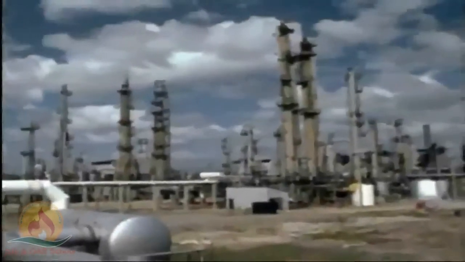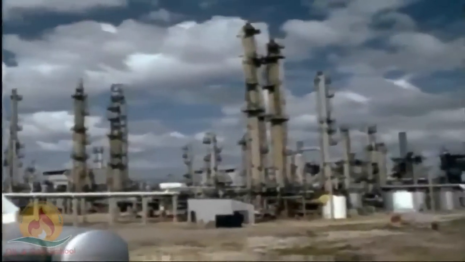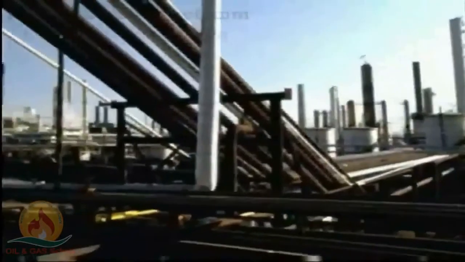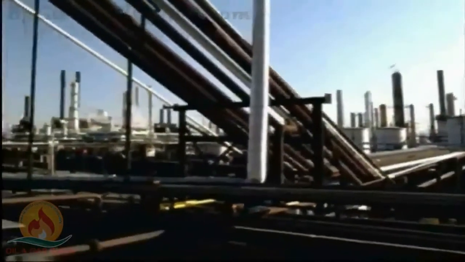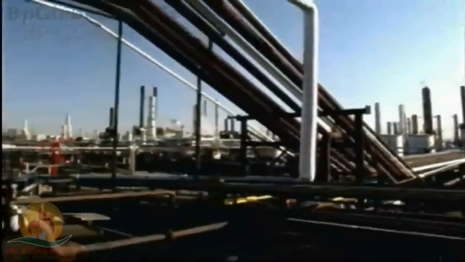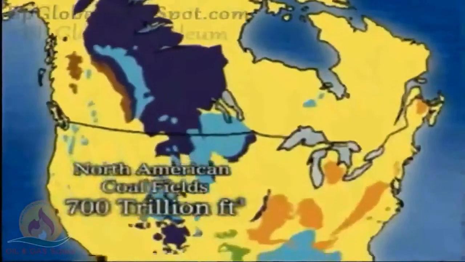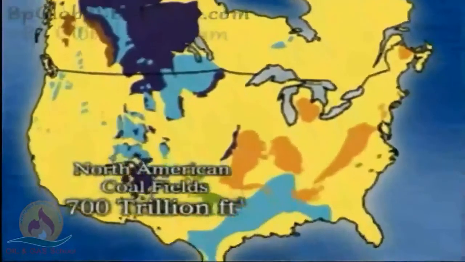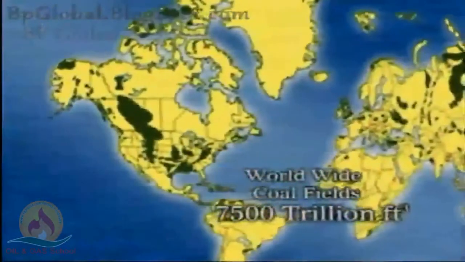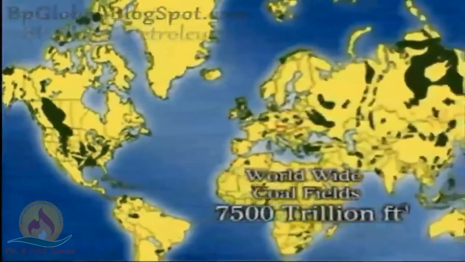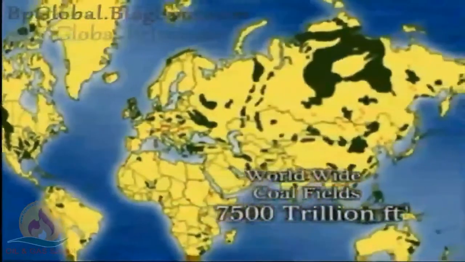It's no secret that the solution to the rising demand for natural gas supply in the United States lies in the ability to economically develop unconventional gas resources, especially coal bed methane and shale gas. Coal bed methane accumulations in the United States are estimated to total more than 700 trillion cubic feet and as much as 7,500 trillion cubic feet worldwide.